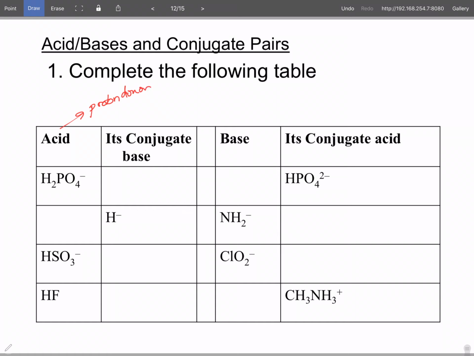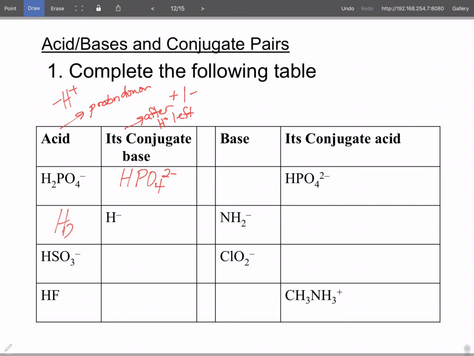So the conjugate base is what you get after the proton has left. If this is an acid, it's going to donate a proton, so we're going to get HPO4 2 minus. Notice that when we lose the proton, we lose an H plus, which means we gain a negative 1. In this one, this is the conjugate base, so we've already lost our proton, so let's put it back.